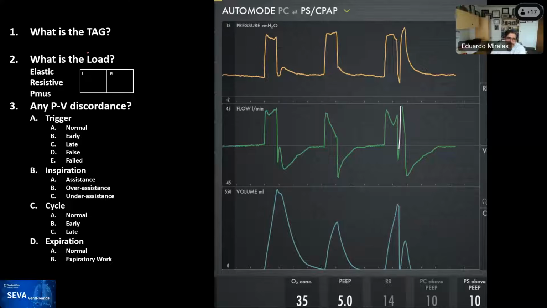And remember, there's several tools available. We have the Vent Mode app. We have published on this extensively, on what are the tags for these modes.